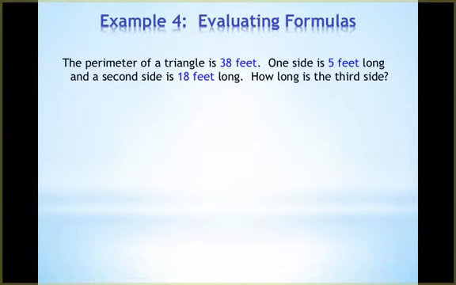Now we'll go back and look at a problem that uses a formula we're familiar with. The perimeter of a triangle is 38 feet. One side is 5 feet and a second side is 18 feet. How long is the third side?